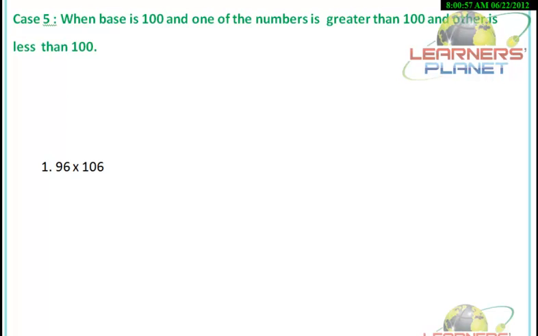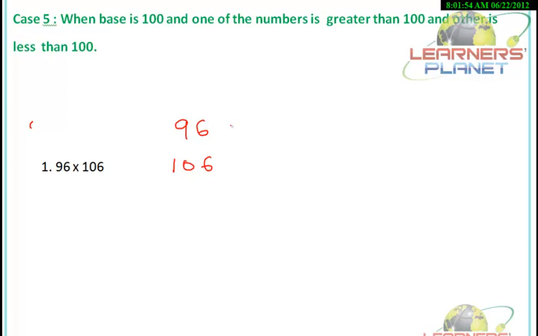Friends, we have already discussed the methods of multiplication when both the numbers are either greater than the base or less than the base. In this case, we will be discussing the multiplication of numbers when the base is 100 and one of the numbers is greater than 100 and the other is less than 100. Okay, let's begin with the first problem. It's 96 into 106.